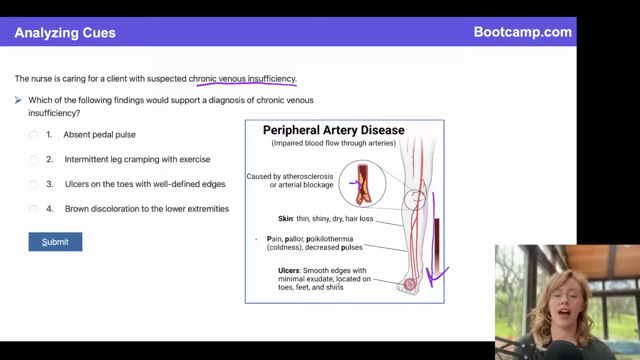And when you have ulcers, because you have ulcers in both of these, they're going to be on the most distal part of the foot because that's where we have the least blood flow, right? That's the most problematic part. So you're going to see those show up on the toes, on the top of the feet, maybe the shins, and that's peripheral artery disease.